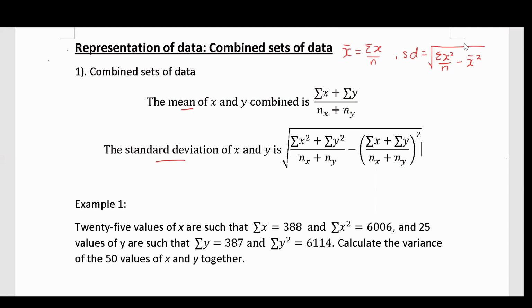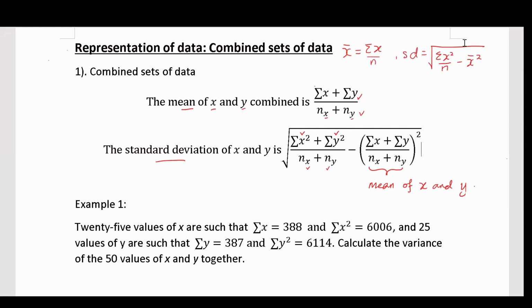In order to find out the mean of x and y, two different sets of data together, we look for the sigma of x, the total of x, plus the total of y, then divided by the total sample size of both x and y. Similarly, the standard deviation of x and y is going to be the square root of sigma x squared, summed up with sigma y squared, divided by the total of them, and minus the mean. So can you see, this is actually the mean of x and y.